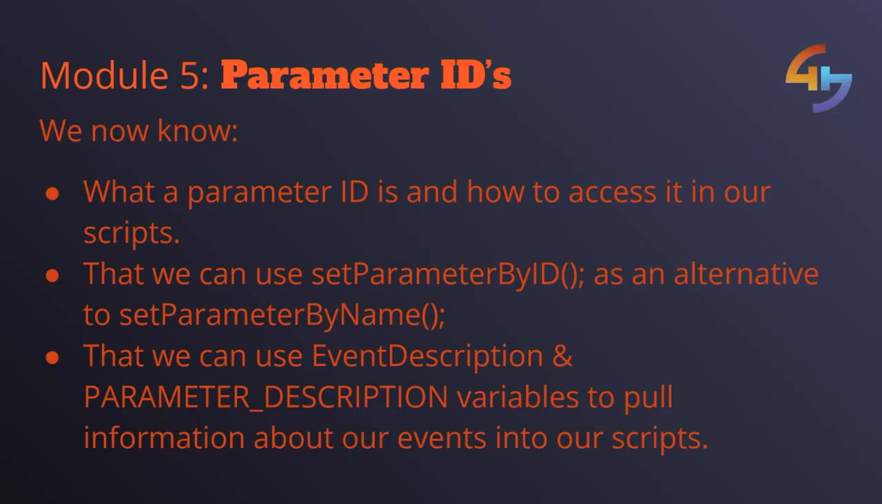And with that, you should now not only understand what a parameter ID is, but you can now also set values to your parameters by using their IDs. We've talked a little bit about how and when you might use the set parameter by ID function over set parameter by name, and we've also seen how we can discover what our parameter's ID actually is, as well as the different variable data types that can contain information about parameters.